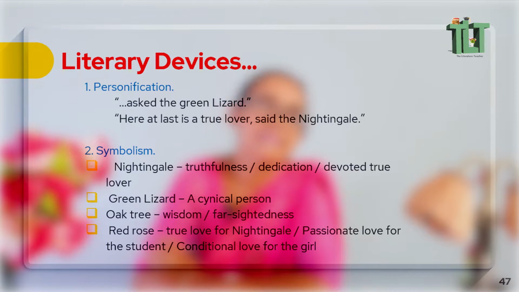Symbolism. I have mentioned several symbols here, dear children. Nightingale symbolizes truthfulness, dedication, devoted true love. The green lizard, as it is mentioned in your book also, is a cynical person. What do you mean by cynical, son? Cynical means a person who always finds faults, sees faults in everything.